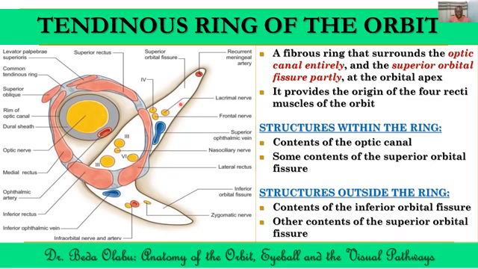Lastly, there's some other contents of the superior orbital fissure, which are also not part of the ring. We can mention them again. So we have the trochlear nerve there. We have the lacrimal branch of the ophthalmic nerve, the frontal branch of the ophthalmic nerve, and there's some vessels also, which are also not within the ring.